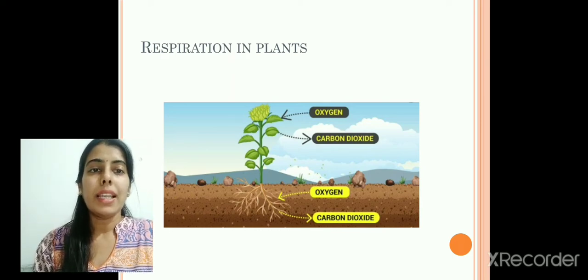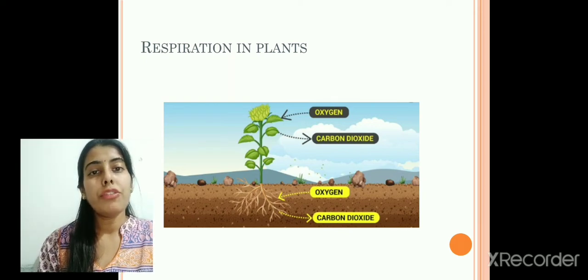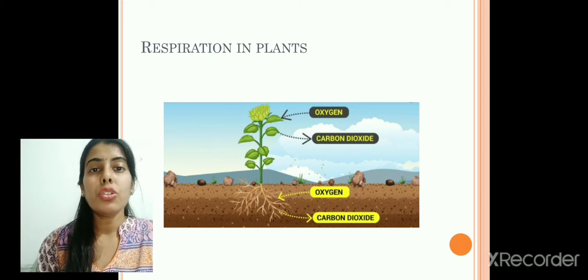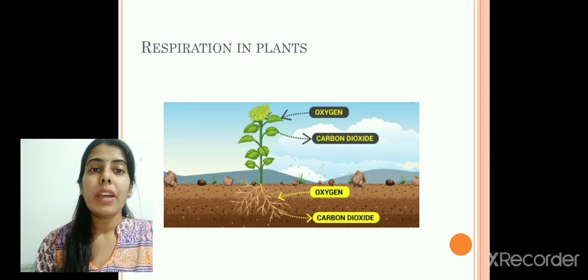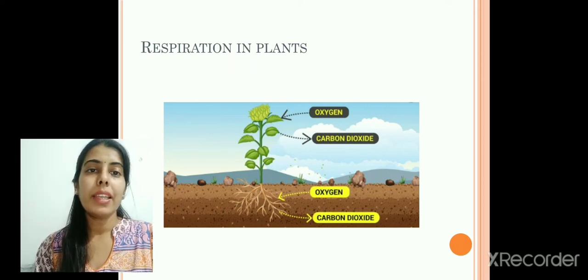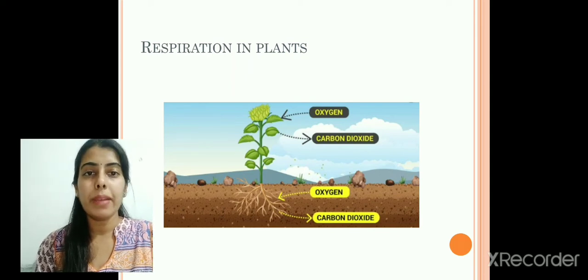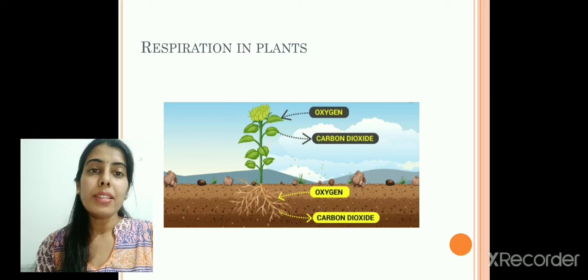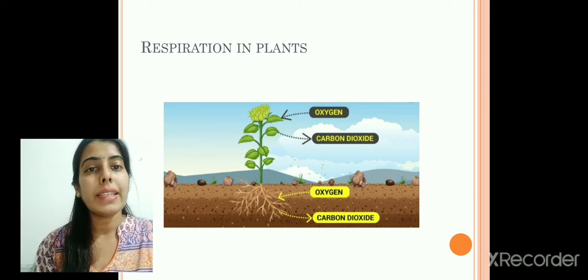Even the root cells do root respiration. How? Root cells absorb oxygen from the air present between the soil particles. That is why we are always advised not to overwater the plants. If we are overwatering the plants, the air spaces between the soil particles get wholly occupied by the water. No more air is available for the roots to respire.